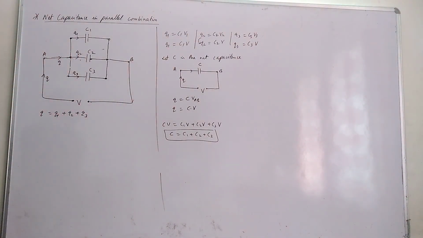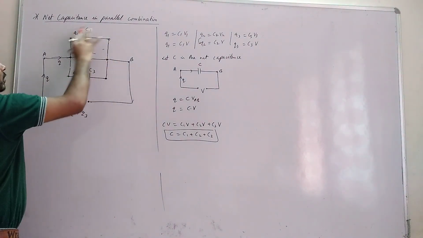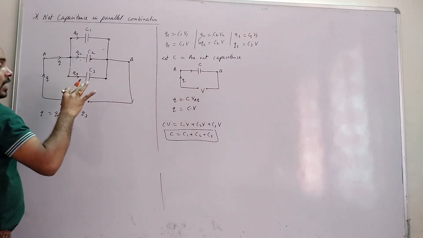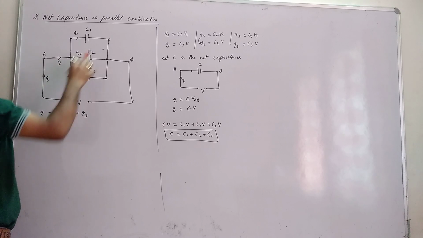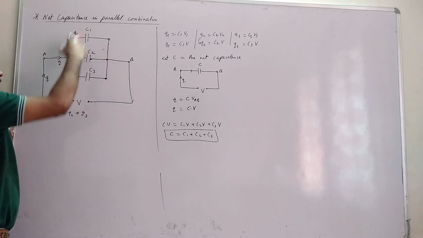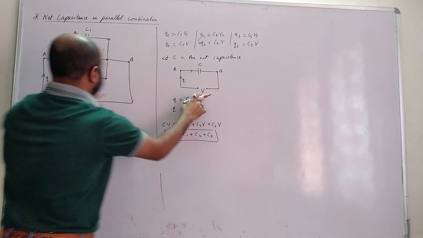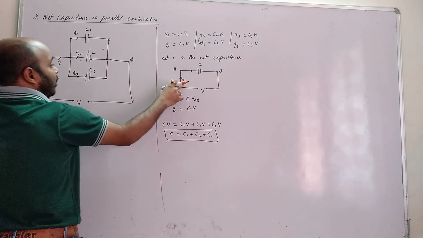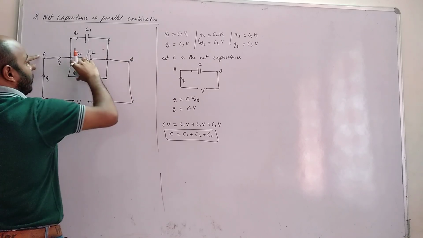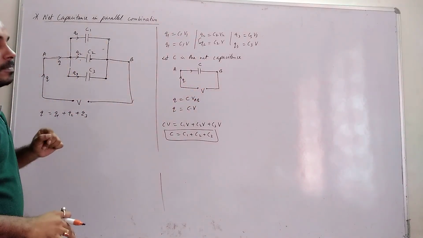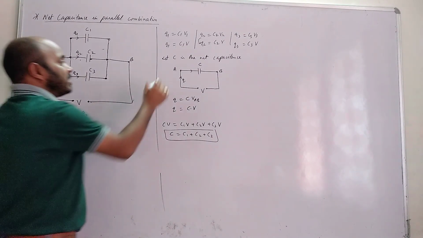Now comes the special part. What does the net capacitor mean? If I remove all those and put a single capacitor that takes out the same charge, then that single capacitor is called the net capacitor. So I keep the same circuit, the same V, the same charge coming out, the same points A and B. I am removing these three capacitors and putting a single capacitor, capacitance C. I am saying C is the net capacitance.